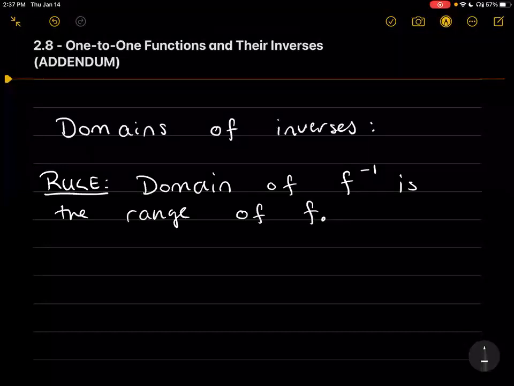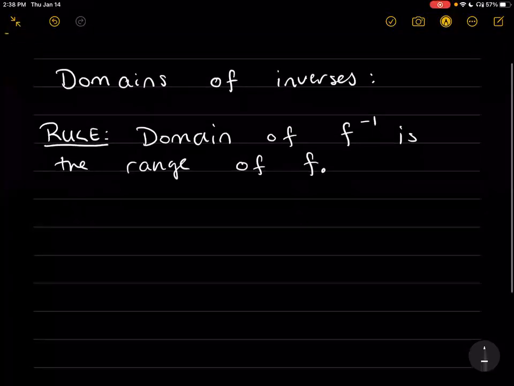The reason for that is because when we look at f and f inverse and how they play together, we want their domains and ranges to match up nicely. And if they don't, then things can break, and we don't like breaking things. So this might seem weird and contrived, but it does serve a purpose. So let's look at some examples of this.